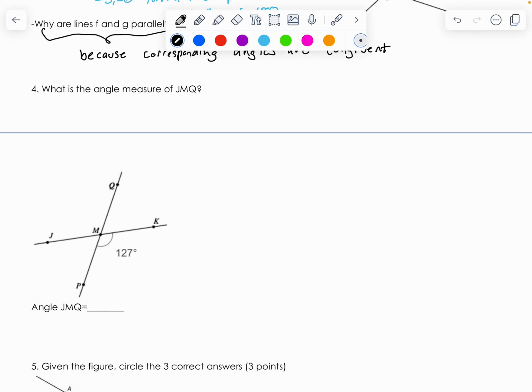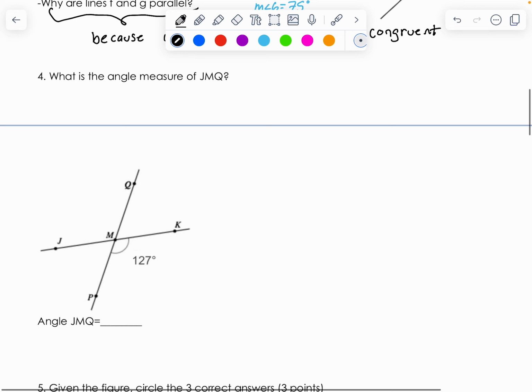Looking at this, what is the measure of angle JMQ? Well, this is hopefully just an easy identification. When we have two lines intersecting like this, vertical angles are formed. And just to be clear, JMQ means you start at J, you go to M, you end at Q. That's how we read angles. So boom, that's 127 degrees right there.